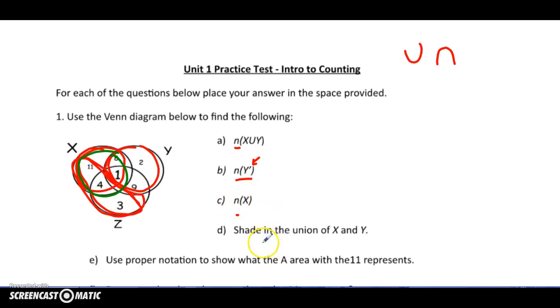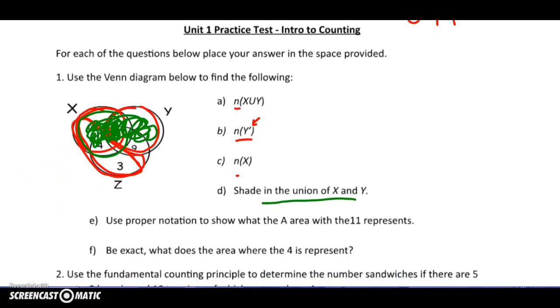And here's another one: shade in the union of x and y. There's x and y. So the union is everything. Sorry, I was doing intersection. So shade in the union, it looks something like that. Okie dokie. Let's keep going.